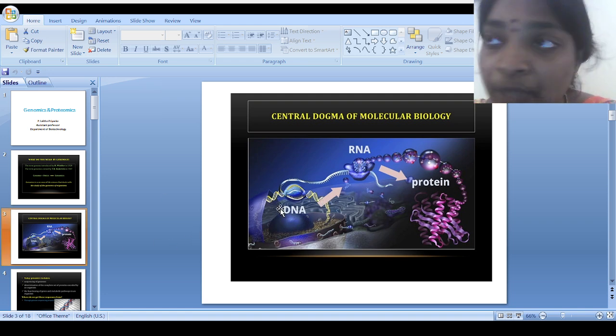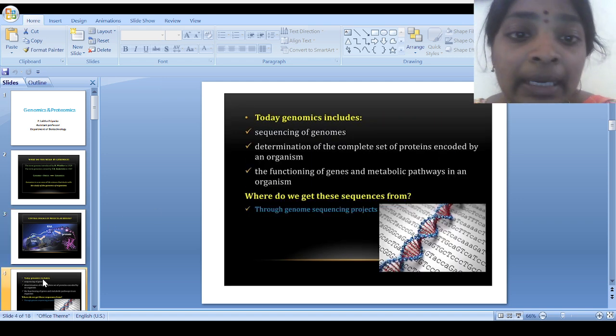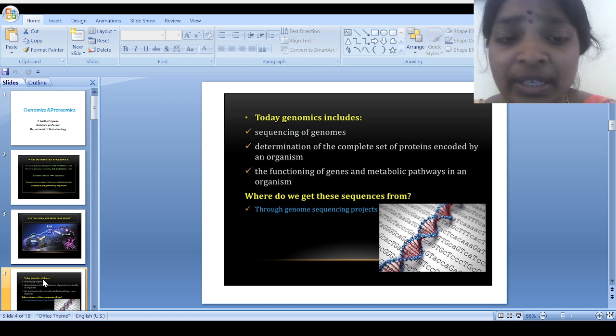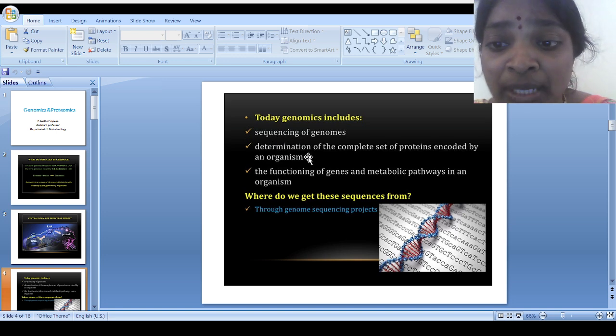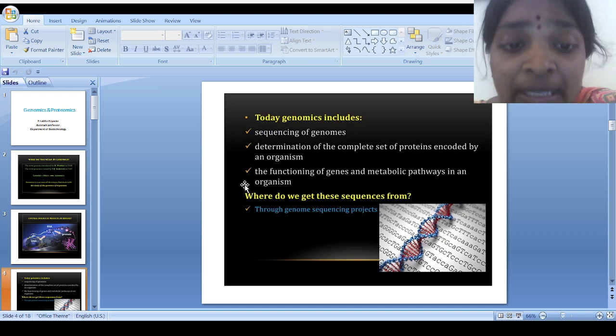So why are we stressing these points? We have to know the complete genetic information, the genome studies. So for that, today genomics includes many criteria like sequencing the genomes and determining the complete set of proteins encoded by an organism. How these particular terminologies are defined, we'll look at that. Next, they go with the functioning of genes and metabolic pathways of an organism.